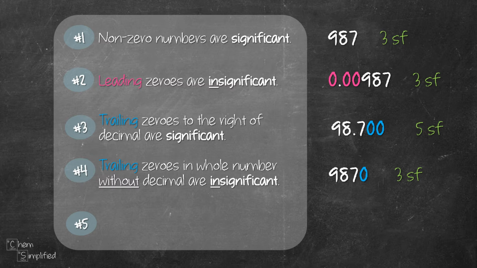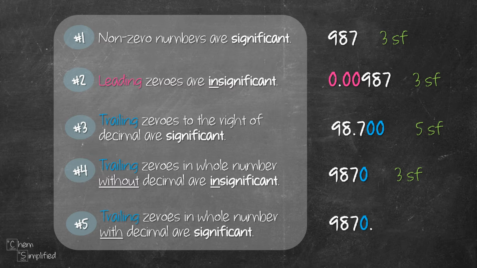Last but not least, the fifth rule, trailing zeros in a whole number with a decimal point are significant. Meaning, in 9870 point, that 0 that appears in the whole number that has that decimal point, that 0 is significant, which means 9870 point has 4 sig-fig.